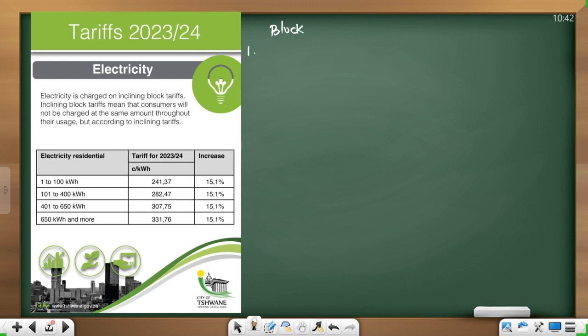Our first block says 1 to 100 kilowatt hour. Block 2, 101 to 400 kilowatt hour. The more you use, the more you pay. Can you see the prices are actually going up? Then 400 to 650 kilowatt hour, and block 4. All of this is just within 1 month. Once that month is over, we go back to the beginning.